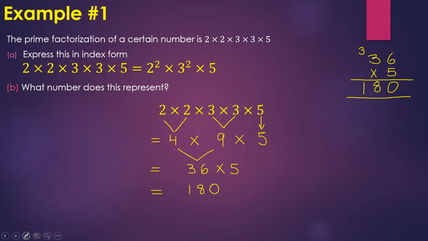They're asking us to take what we've got up here and multiply it all together to get our final answer, 180. So that means that this number, 2 times 2 times 3 times 3 times 5, that is the prime factorization of 180. Right? So that's how it will be multiplied all the way.